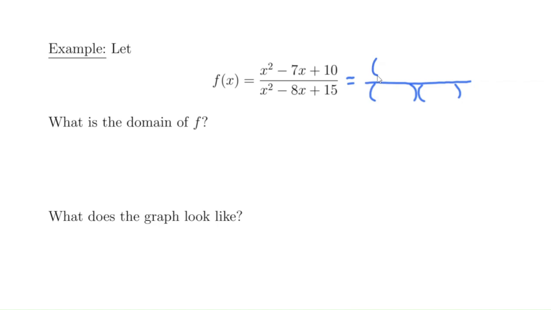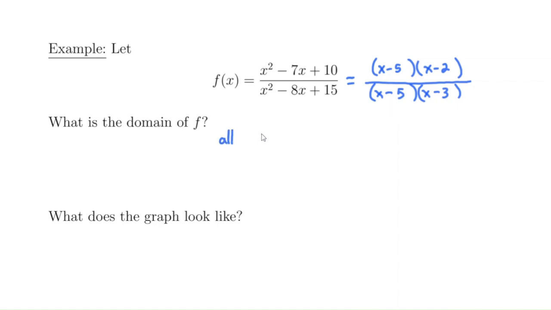Now, we're also going to factor the numerator. You don't need to do that to answer this question about the domain. All you need is the denominator. But let's factor the numerator and denominator. Now, the way the denominator factors is x minus 5 times x minus 3. If you FOIL that out, you get an x squared. You have a minus 5x and a minus 3x. That gives you a minus 8x. Minus 5 times minus 3 is plus 15. And the numerator factors to be x minus 5 times x minus 2. Okay, so what's the domain?